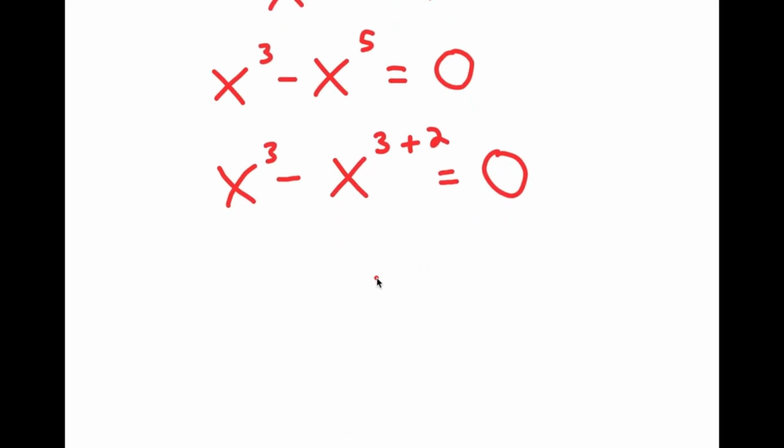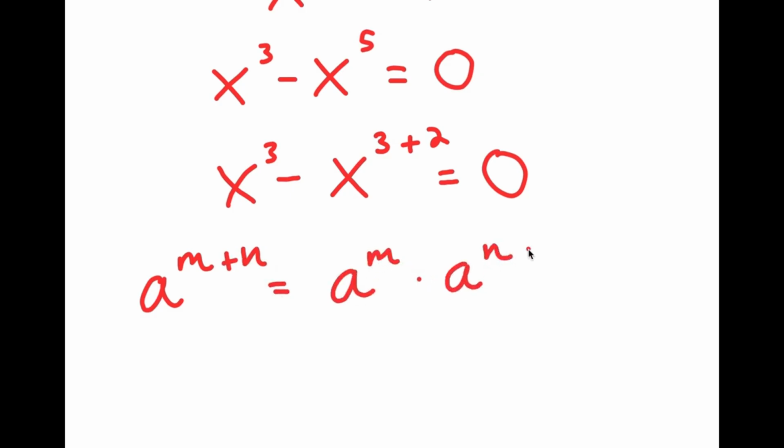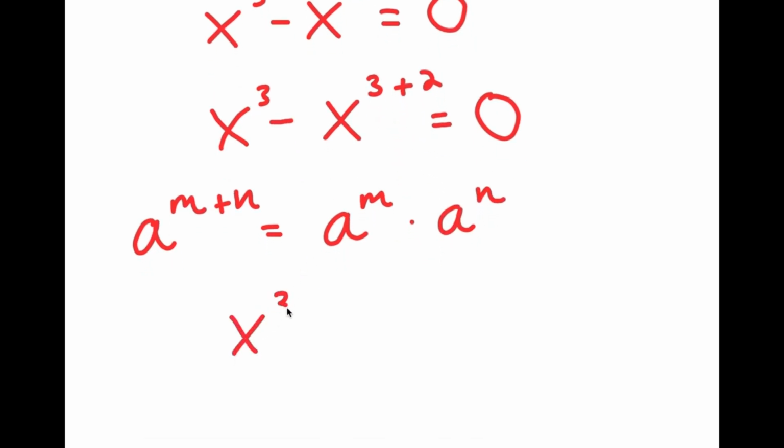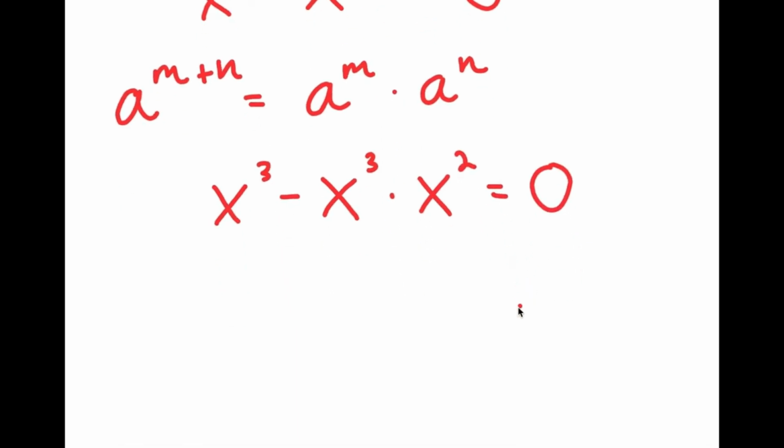And an important property of exponents is that if I have something in the form a to the power of m plus n, this is equal to a to the power of m times a to the power of n. So x to the power of 3 plus 2 is going to equal x to the power of 3 times x to the power of 2. And now I'm going to factor out x to the power of 3. So I get x to the power of 3 times 1 minus x squared.